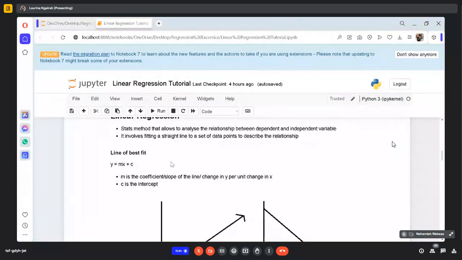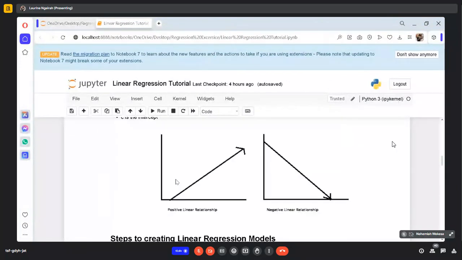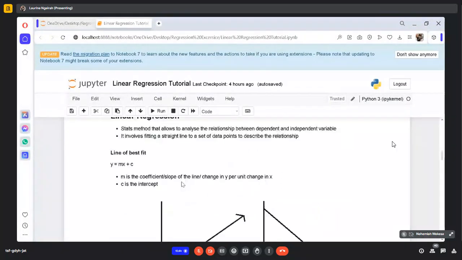So it tells us how steep the line is: the steeper the line, the more any small change of X will have a very significant change in Y. So the M basically shows us the steepness of the slope and also tells us the direction. So when we see this graph here, this positive or negative is caused by the M or coefficient value.